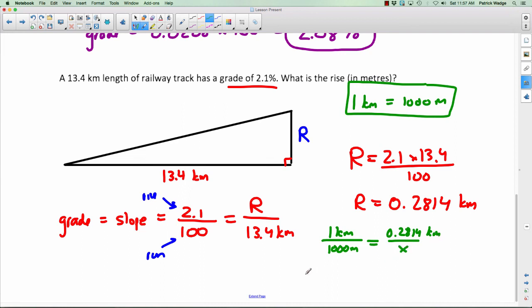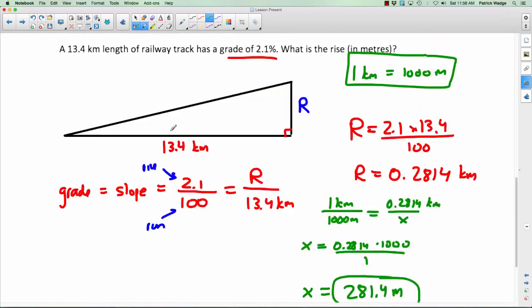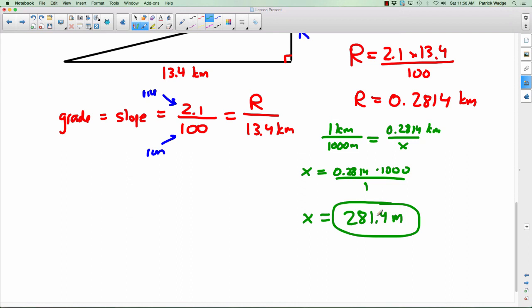I'll call it x. How do you get x? Sorry, I'm squishing it in here. Multiply this, so that's 0.2814 times 1,000, and then divided by 1. Well, dividing by 1 does nothing, and multiplying by 1,000 moves the decimal over 3 spots. 1, 2, 3. It's going to be between the 1 and the 4. X equals 281.4 meters. We just switched it into meters. There's our answer. The rise, the drop, right? You could also call it the drop or the rise of the track has to be 281.4 meters.